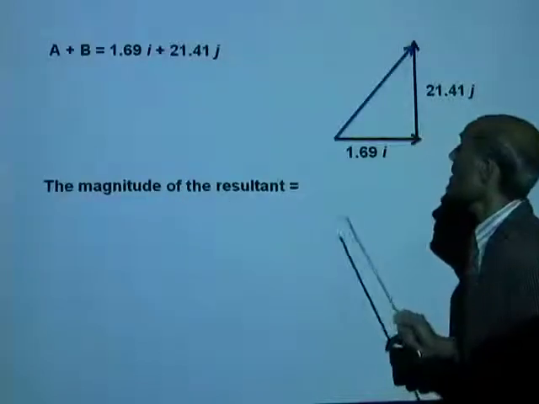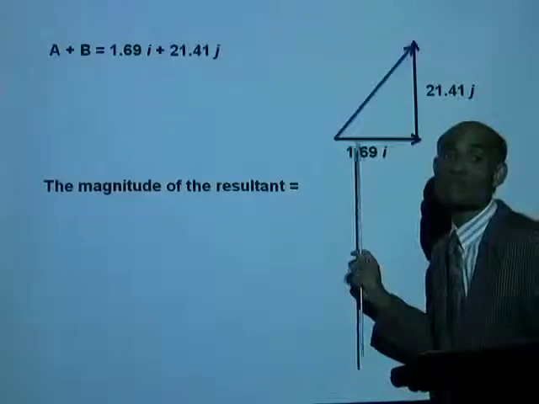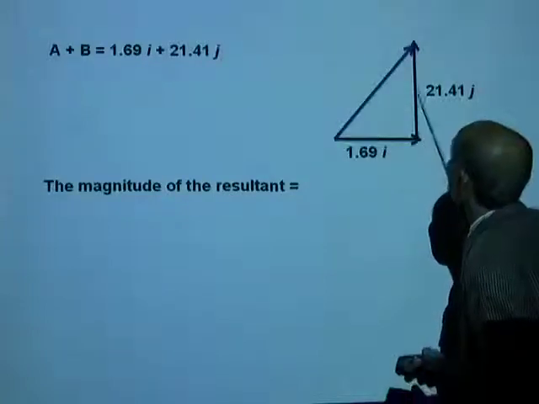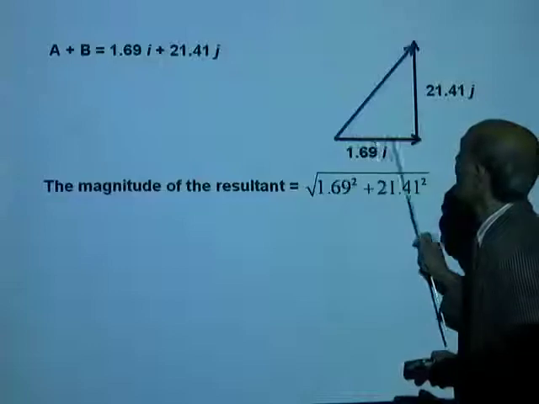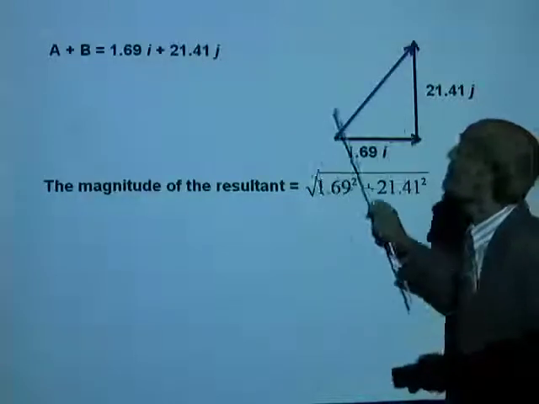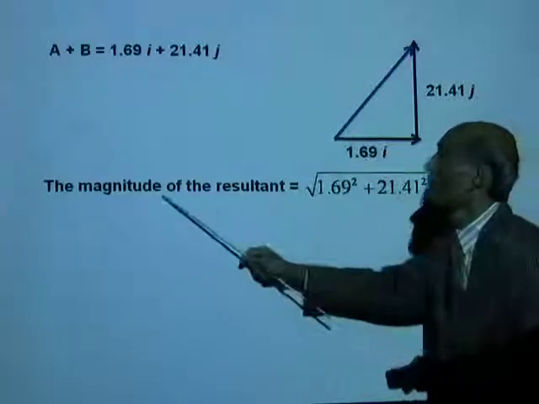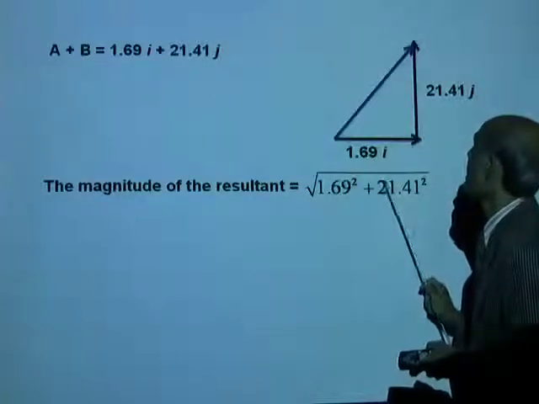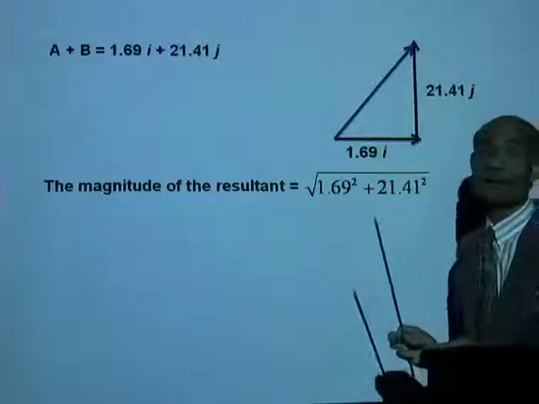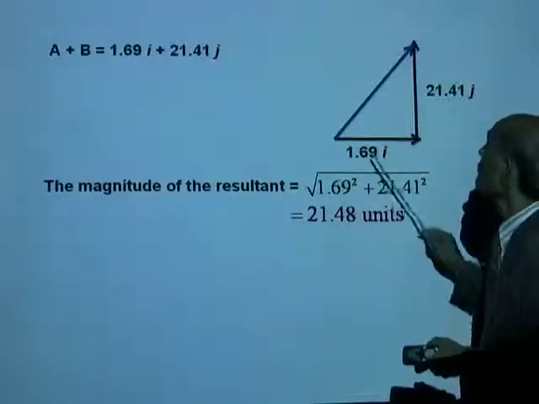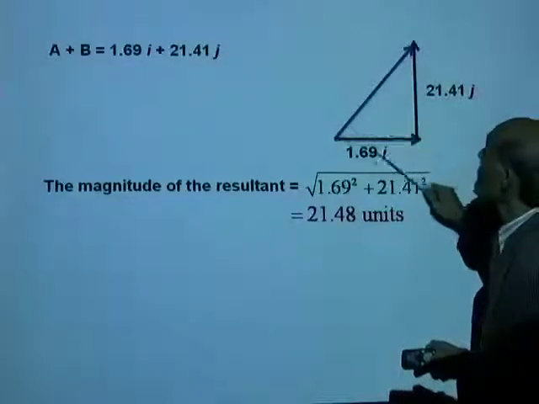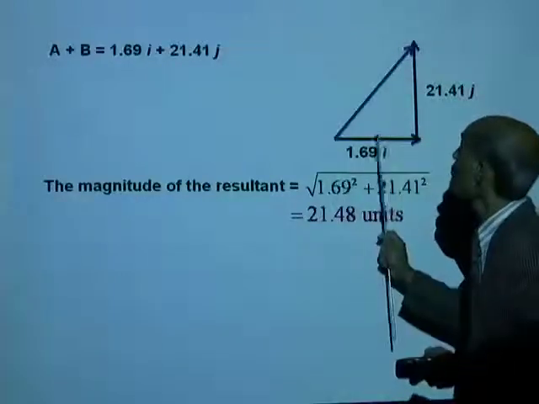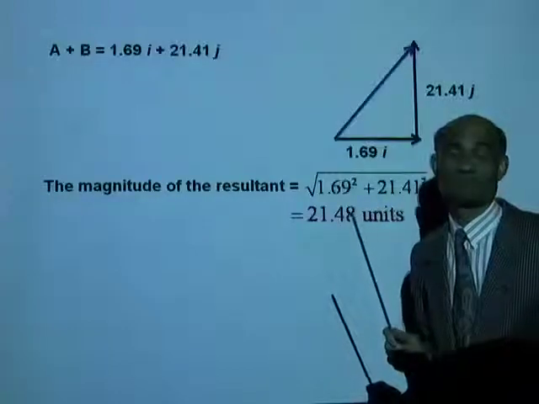The magnitude of the resultant is, now tell me, how do you obtain the magnitude? The magnitude will be square root of x squared plus y squared, which will give you the length of the hypotenuse. The magnitude of the resultant is square root of 1.69 squared plus 21.41 squared, and that will be 21.48 units. The length of the resultant vector is 21.48 units. What is the direction of this vector? How do you find the direction?